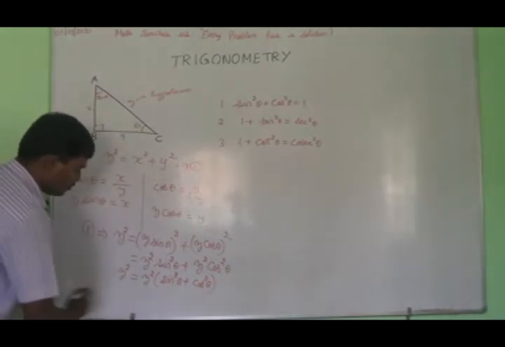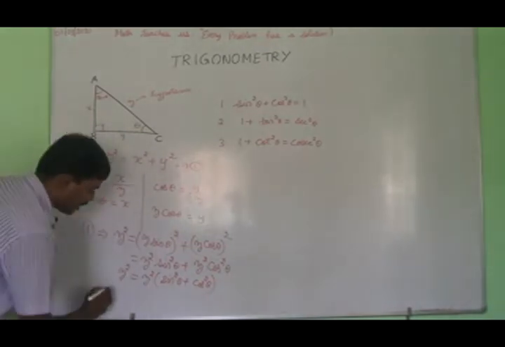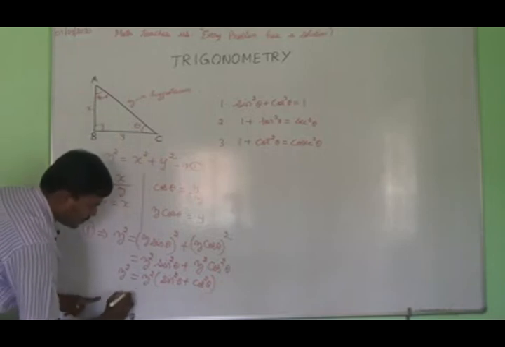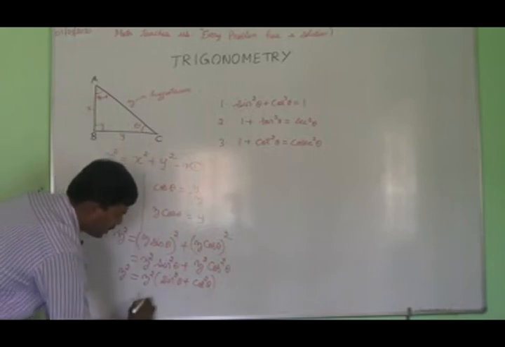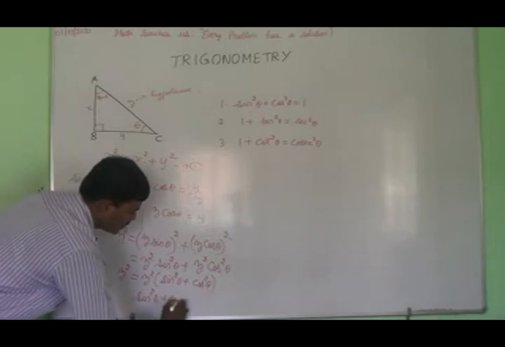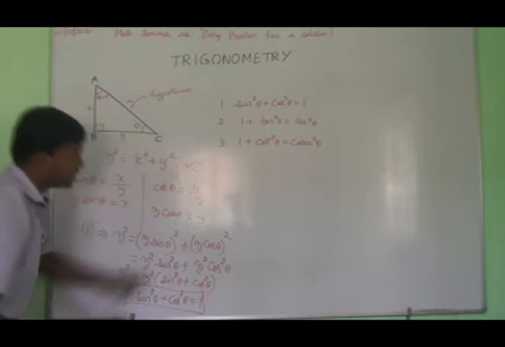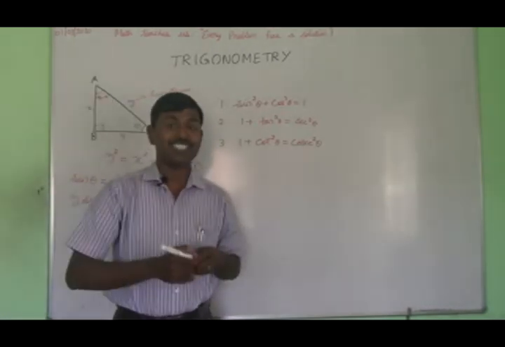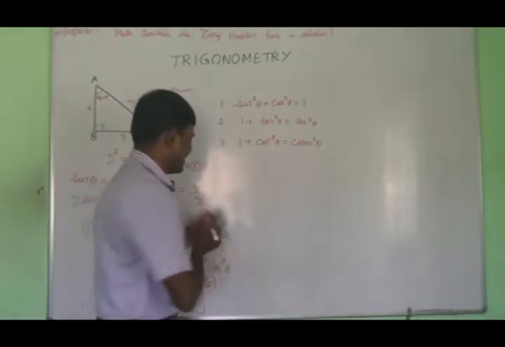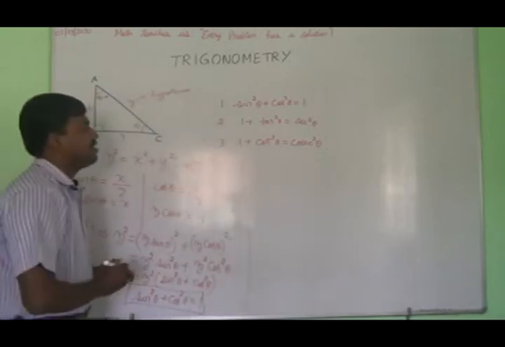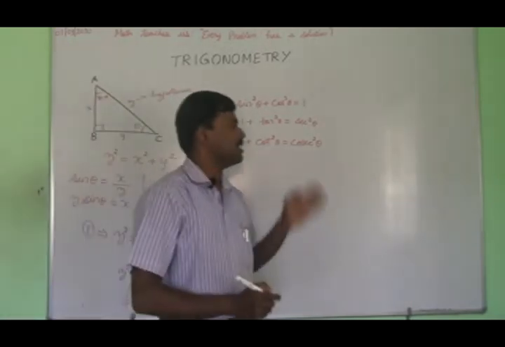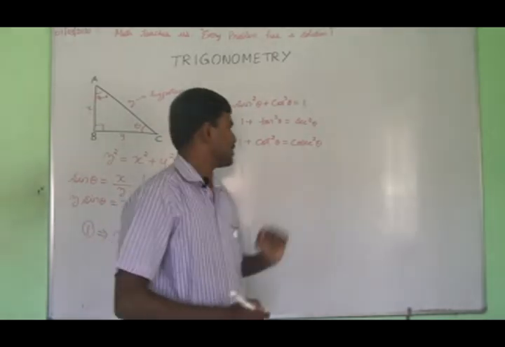If you divide both sides of this equation by z square, you get 1 is equal to sine square theta plus cos square theta. So we have got the first identity. Isn't that interesting? Similarly we can also get the second and third identities.